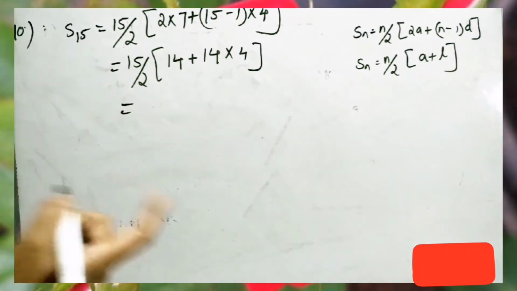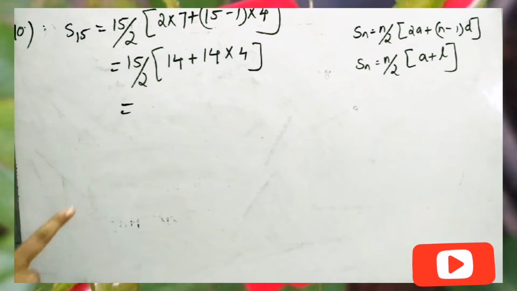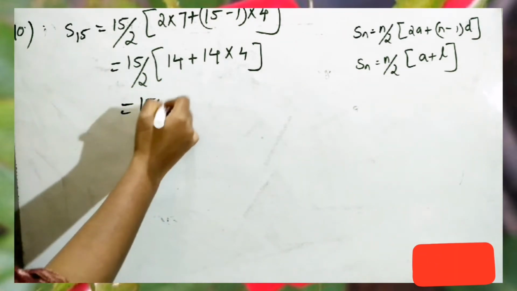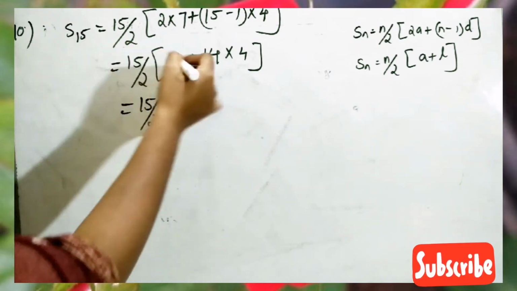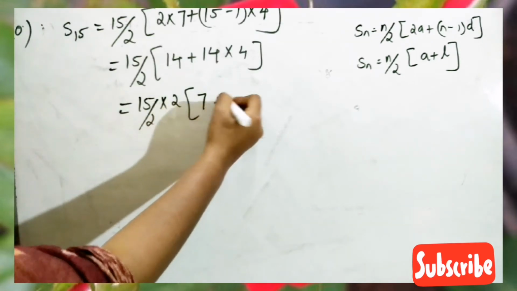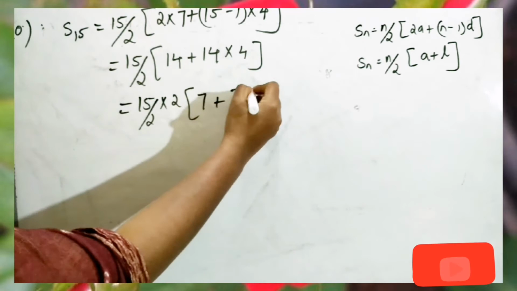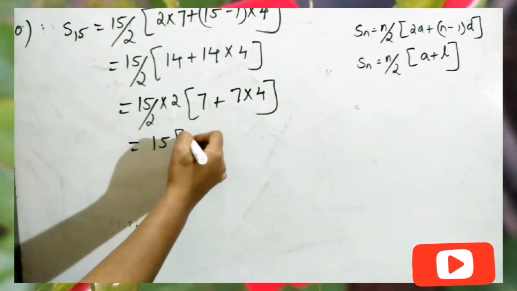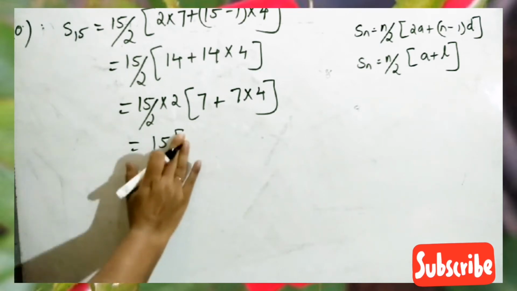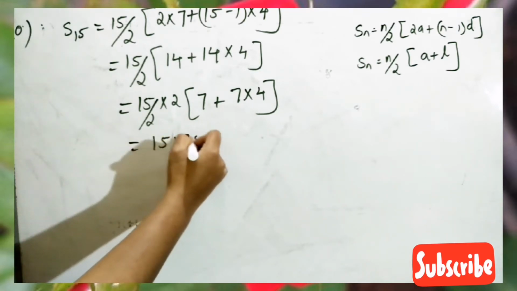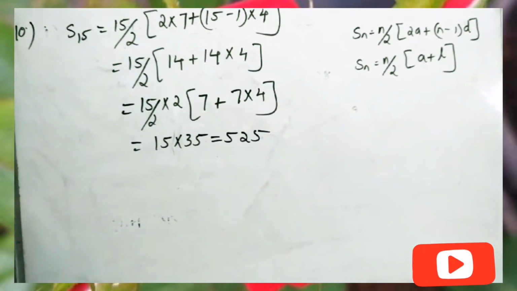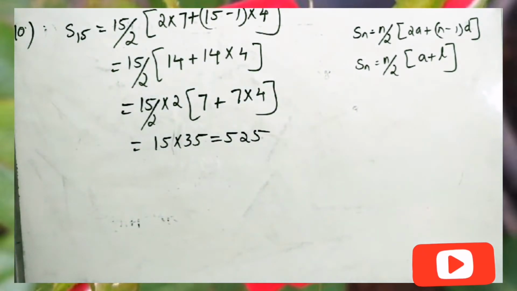Here we can take 2 outside, then we will have 15 by 2 into 2 into, if you take 2 outside, 7 plus 7 into 4. That is 15 into 35 we will get. 15 into 35 is equal to 525.